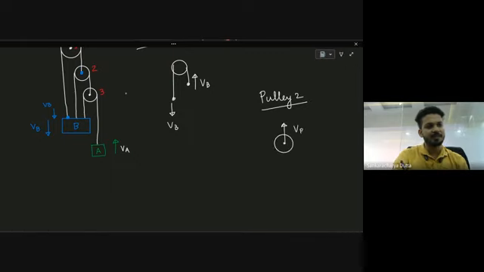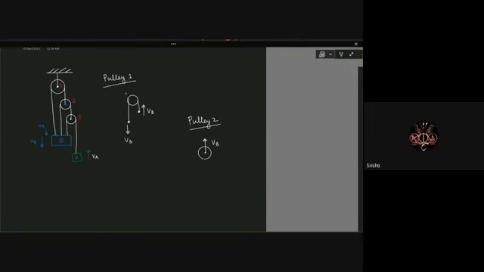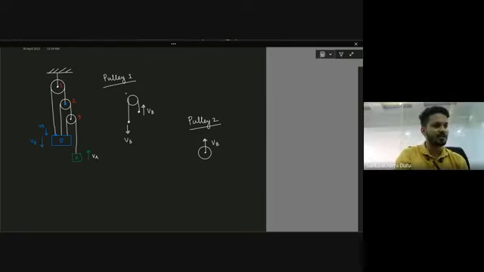Do you agree with this? We just found out. Because pulley 1 is connected to pulley 2, this end is going up by VB. That means pulley number 2 is going up with VB. Now this end of this pulley is going down by VB. How many of you understood this or didn't understand this?